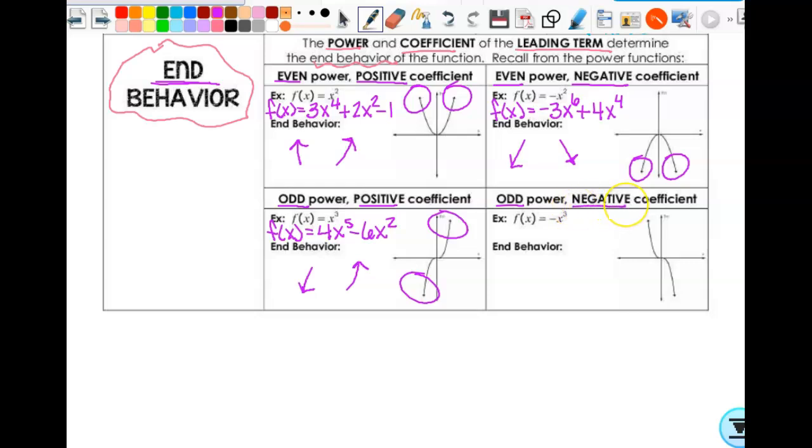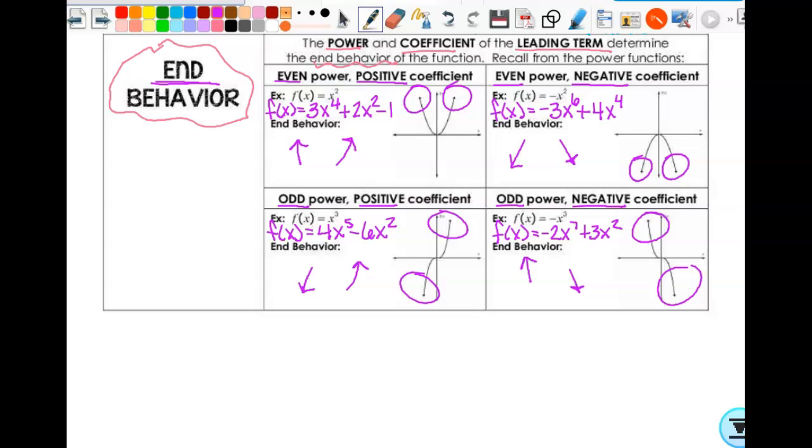Odd power negative coefficient could have f of x equals negative 2x to the 7th plus 3x squared. Right? You have no idea about the middle behavior, but you should know the end behavior because it got reflected, and it's up, down. So odd is always opposite. Even is always the same. Any questions at all?